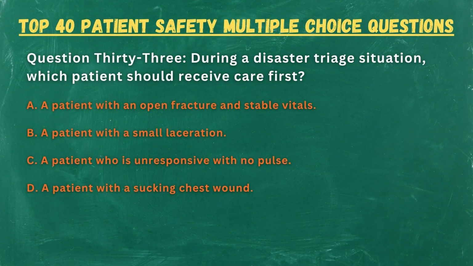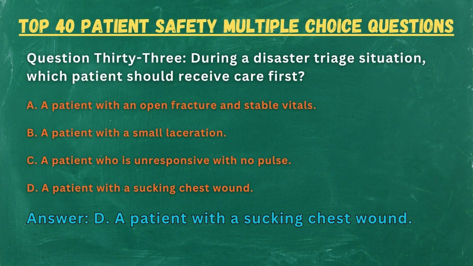Question 33. During a disaster triage situation, which patient should receive care first? A. A patient with an open fracture and stable vitals. B. A patient with a small laceration. C. A patient who is unresponsive with no pulse. D. A patient with a sucking chest wound. Answer: D. A patient with a sucking chest wound.